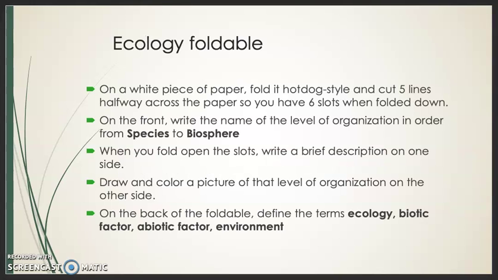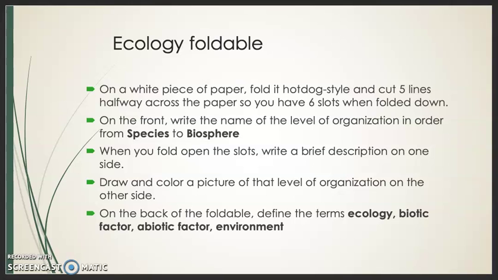All right. So here is the activity that we're going to do with this information presented today. On a piece of paper, we're going to fold it hot dog style and cut 5 lines halfway across the paper so you have 6 slots when they're folded down. Each slot is designated for a level of organization. So the first one will be species, the last one will be biosphere.